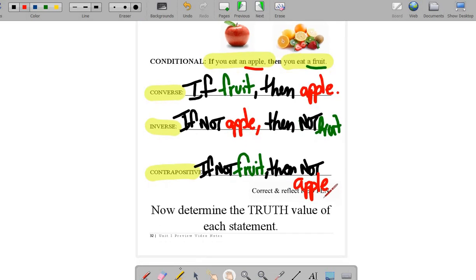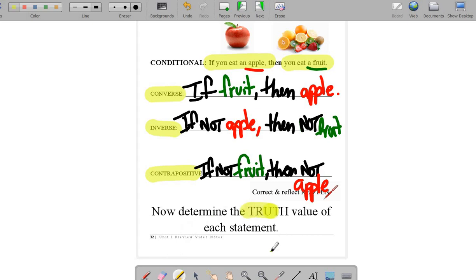Now I'm going to introduce something called truth value. And that's where you analyze the logical truthfulness of the statement. For example, if this original statement, if you eat an apple, then you've eaten a fruit, that is a true statement. Why? Because all apples are fruit. So the original conditional is true.